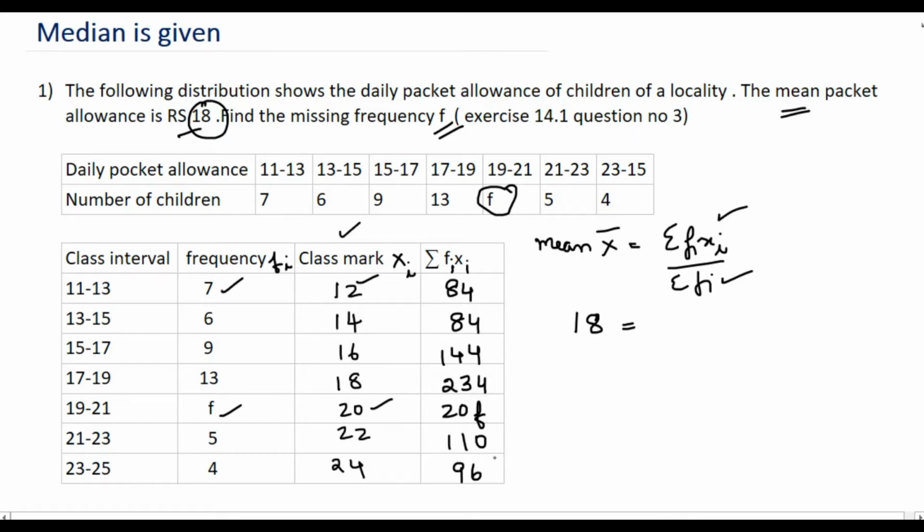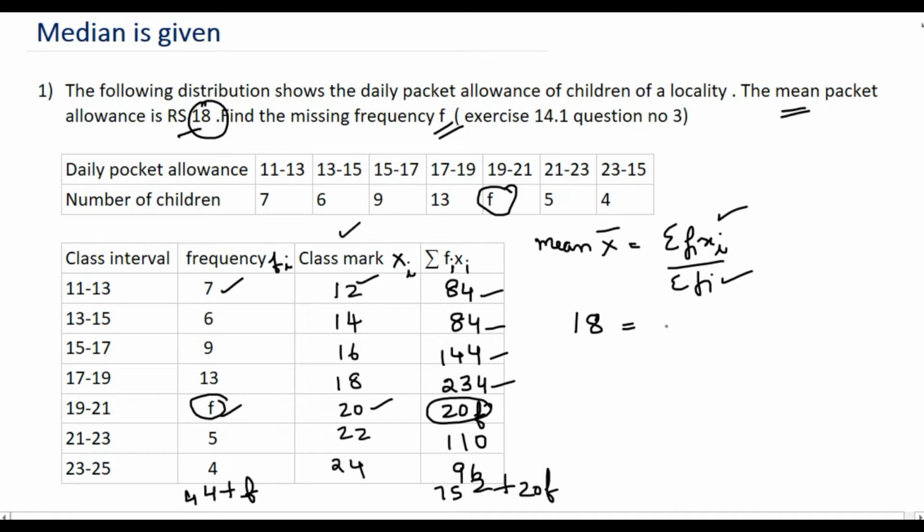Now we need to total the second column and the last column. When you total this, you should add 7 plus 6 plus 9. This f you have to keep aside. So total of this is 44 plus f. And when you add the last column, you have to add 84 plus 84 plus 144 plus this; you have to keep aside 20f. You need not add 20f along with other numbers. So when you add that column, you will be getting 752 plus 20f.